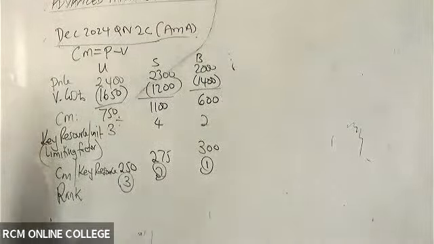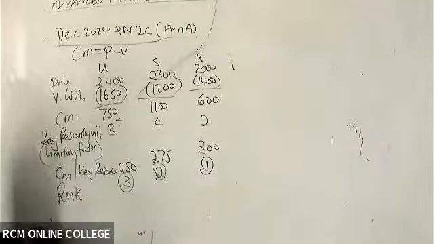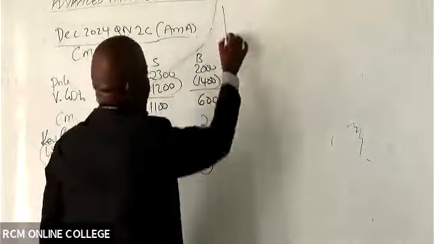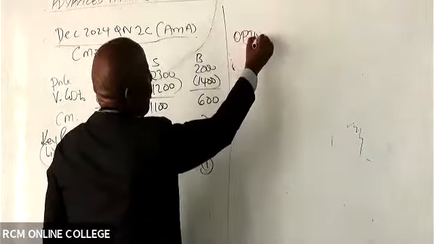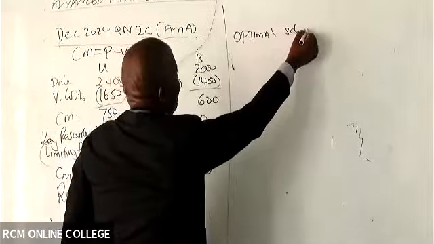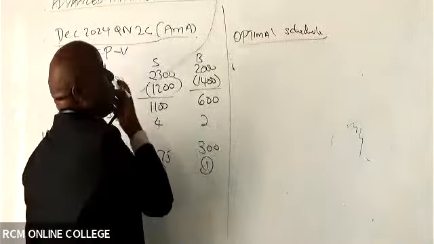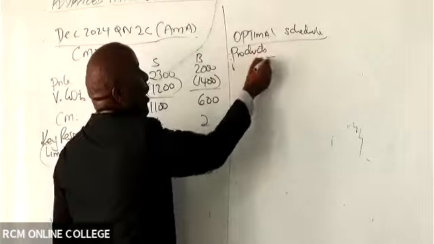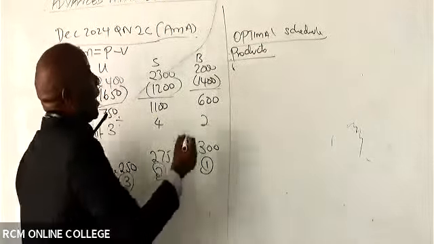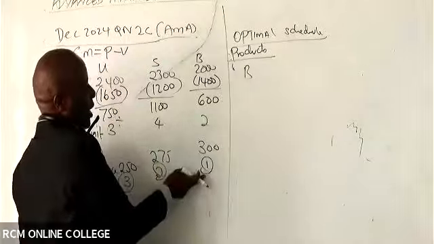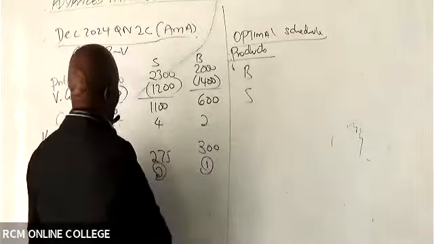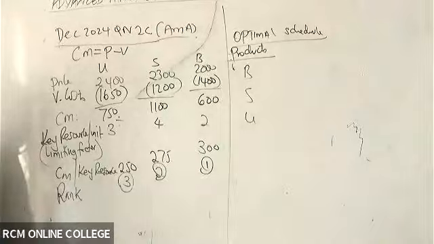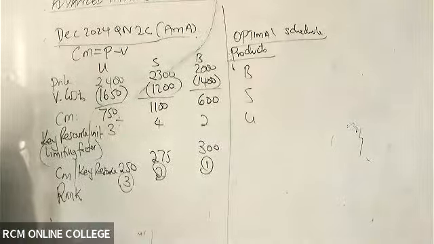From there, ladies and gentlemen, you can go to the last step, where you give us the optimal schedule. Under optimal schedule, you write the products in terms of how they have been ranked. B was number 1, S was ranked number 2, and U was ranked number 3: B, S, U.